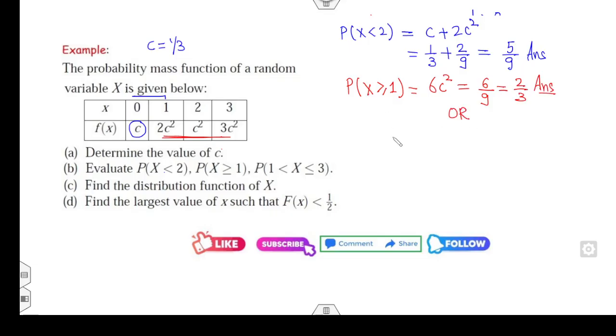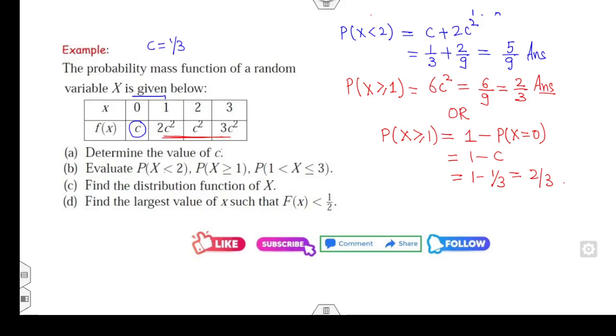Or you can write probability X greater than or equal to 1 from this diagram as 1 minus the probability of X equal to 0. X equal to 0 is only C. 1 minus that, again you can see it's 2 over 3, the right answer.